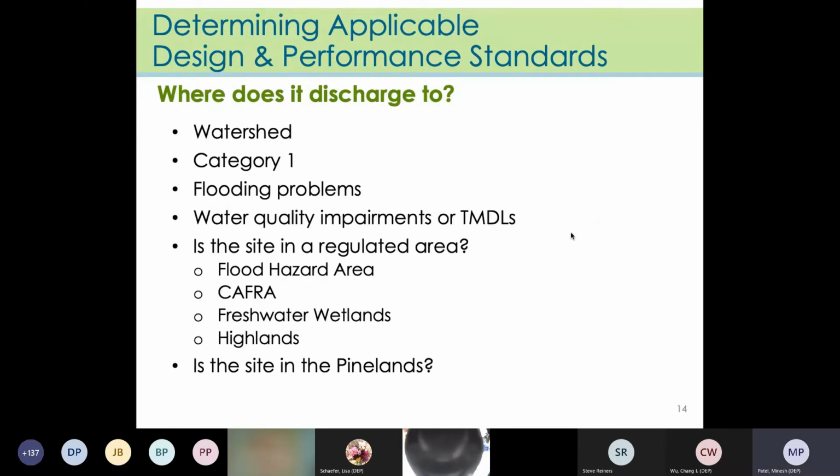Once the reviewer has verified that the required information has been submitted and is accurate, they can begin to actually review the design and performance standards. The plans and report must address the information listed here. This information is crucial to determining whether the project was designed properly. Information such as whether the project is discharging to a flood hazard area or a Category 1 waterway is often not included and therefore even overlooked during the review. This information may also determine whether or not the project requires input from other agencies such as NJDEP Land Use or even the Pinelands Commission.